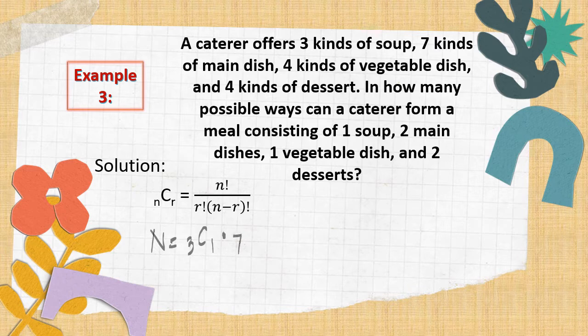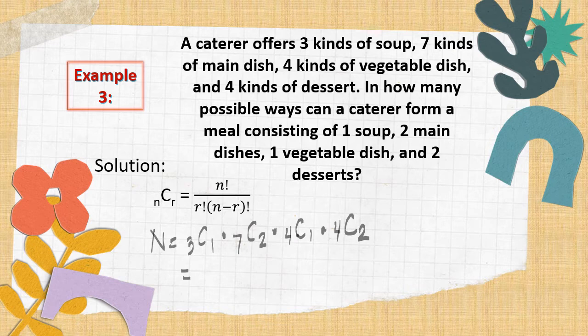Meron tayong 7 choices. So, dalawa lang ang pipili natin out of 7 multiplied by, ayan, sa vegetable dish naman, meron tayong 4 choices. Isa lang ang pipiliin. Then, multiply by the combination of, ayan, sa desserts naman, 4 ang choices. 2 lang ang kailangan.